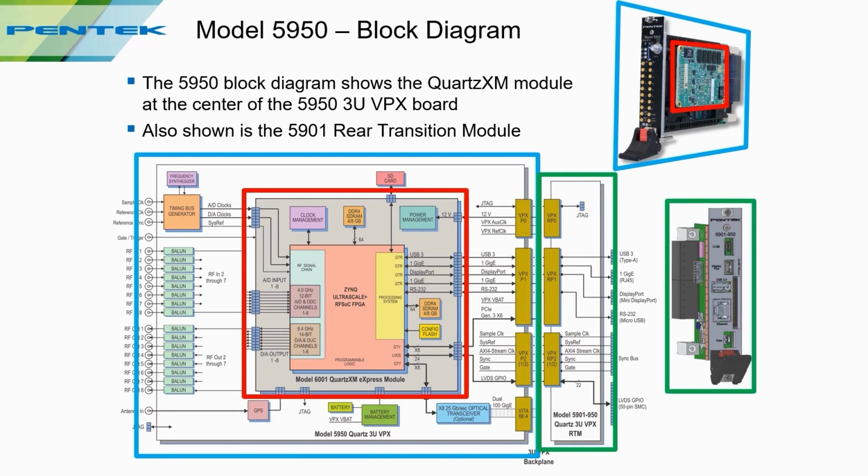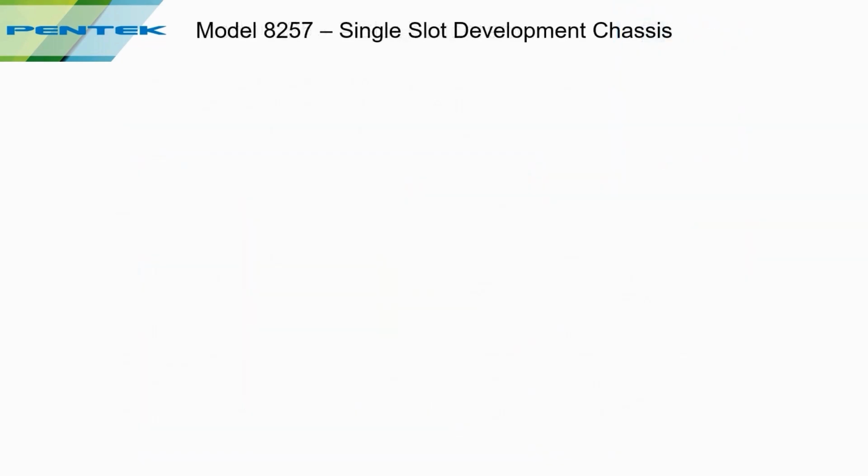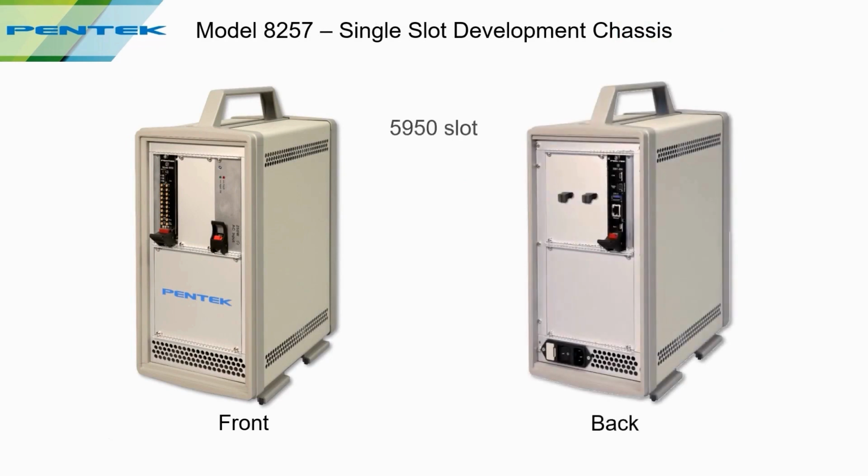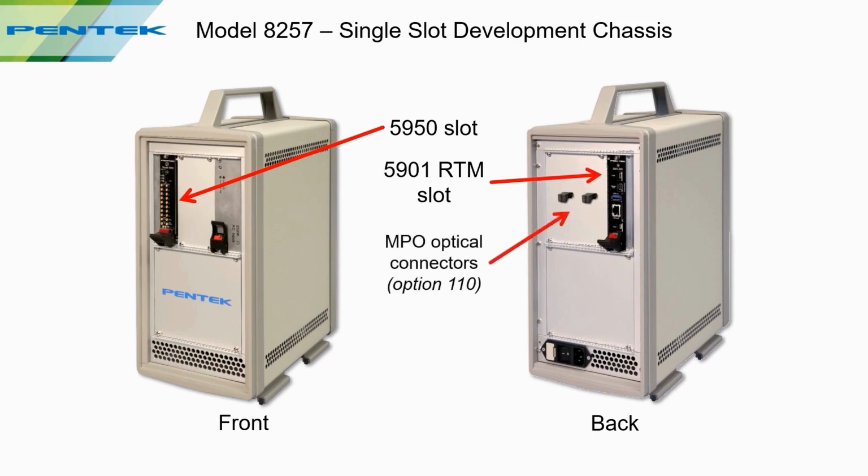So again, if the goal is to take the shortest path from design to development, we offer development platforms. This is a desktop chassis. This is the front, this is the back. The RFSoC board plugs in here, the rear transition module in the back, and if the optical is an option on your board, then these connections on the back of the chassis bring optical out to standard MPO connectors.